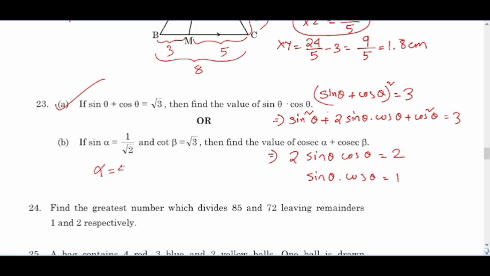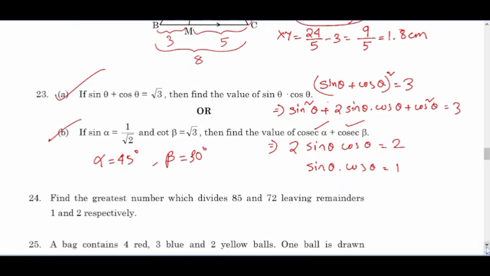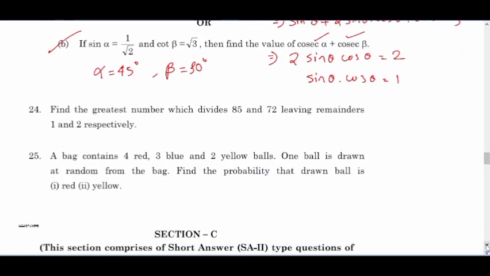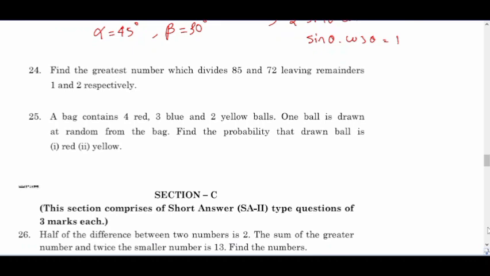Now alpha is 45 degrees and beta value will be 30 degrees. Okay, now just put that value. This is very simple. Okay, there is no need to do anything more. Okay, next, what does it say? Find the greatest number which divides 85 and 72 leaving remainders 1 and 2.